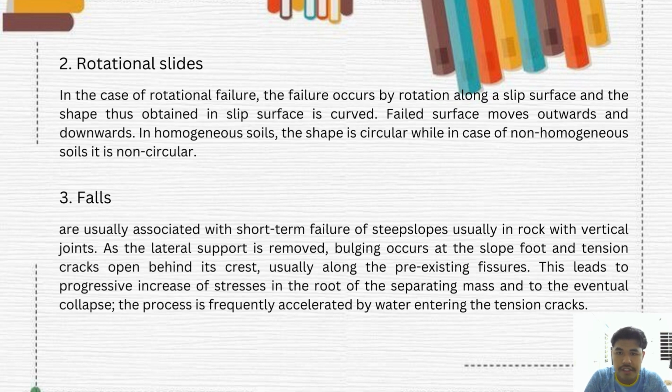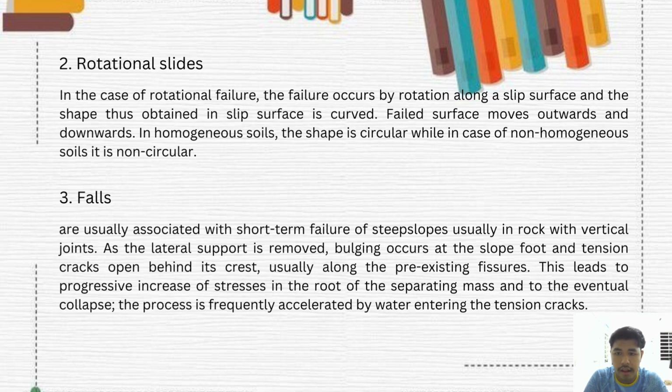Number two, rotational slide. In the case of rotational failure, the failure occurs by rotation along a slip surface, and the shape of the slip surface is curved. The failure surface moves outward and downward. In homogeneous soil, the shape is circular, while in the case of non-homogeneous soil, it is non-circular.